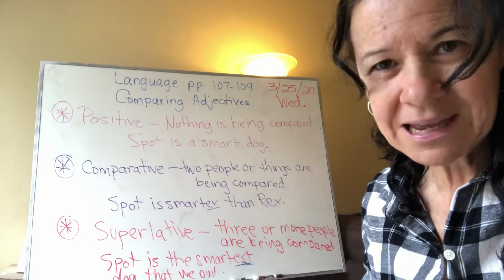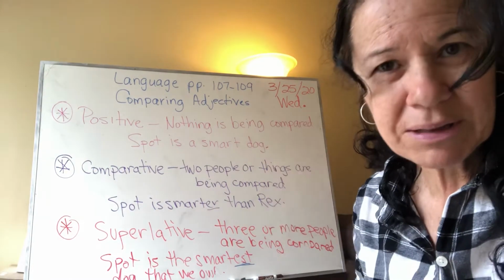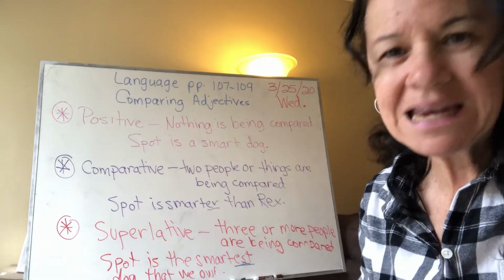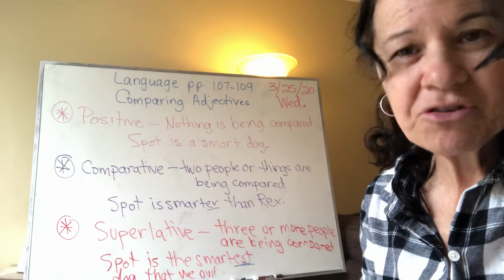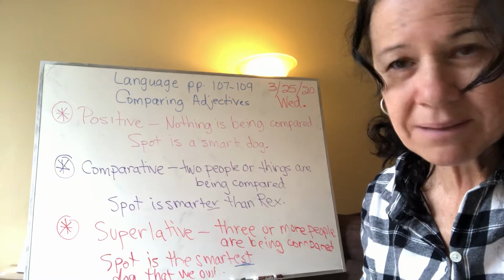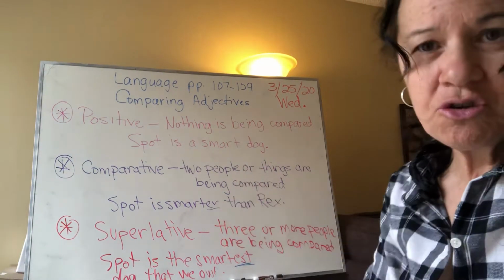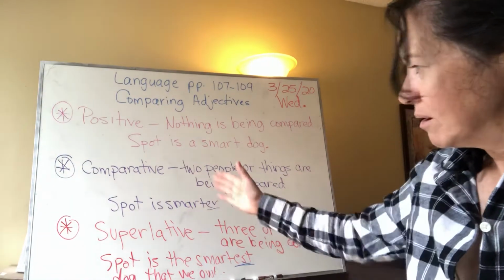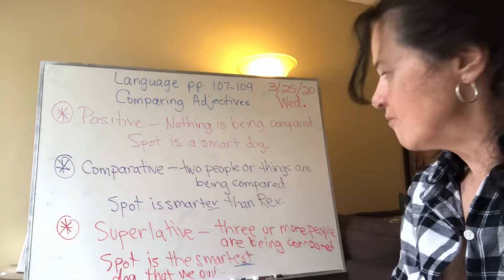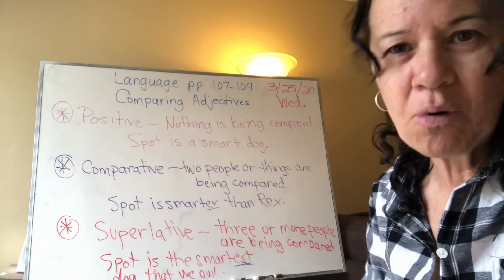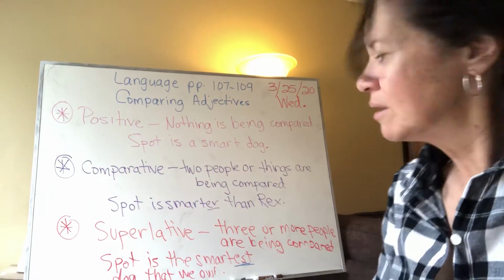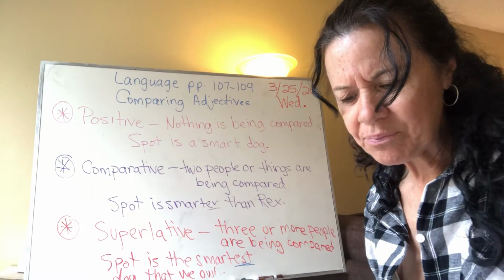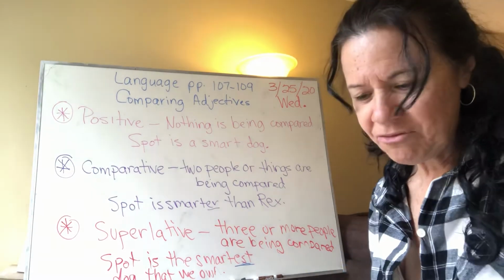So let's look at that again. Three degrees of comparison with adjectives. The positive, not comparing anything or anyone to anything else or anyone else. The comparative, two people or things are being compared. Spot is smarter than Rex. Superlative, three or more people or things are being compared. Spot is the smartest dog that we own. All right? Is that good? Do you have a general idea?